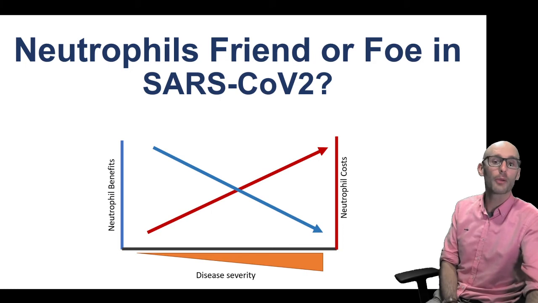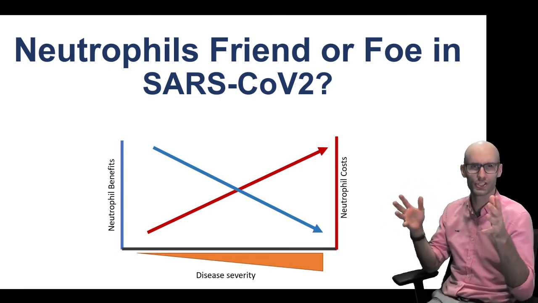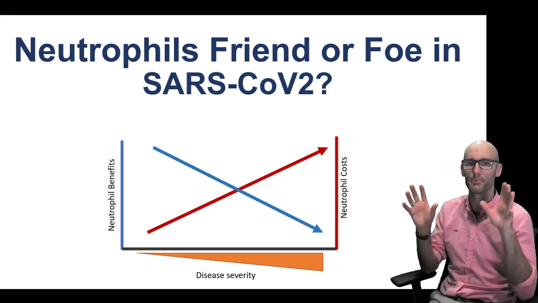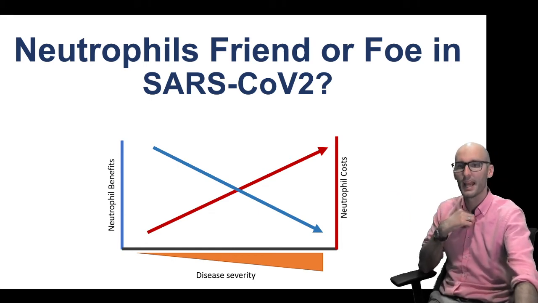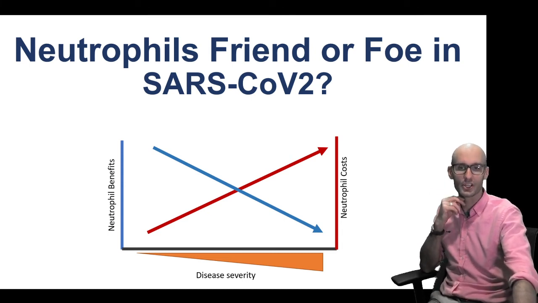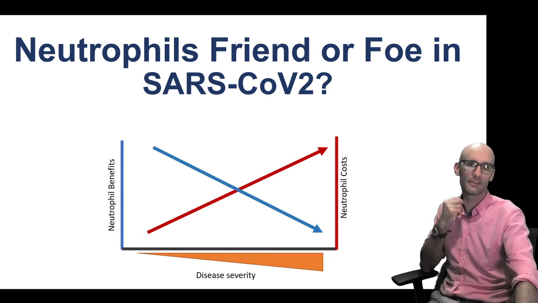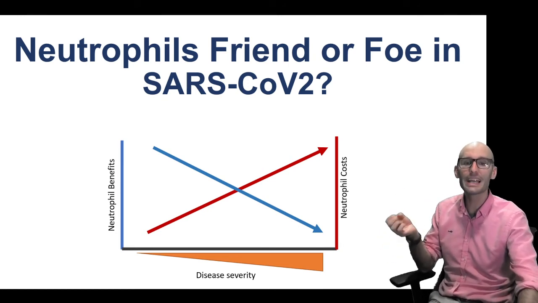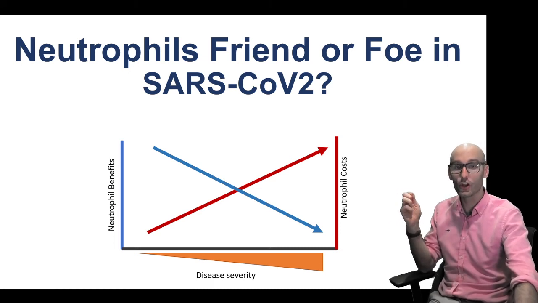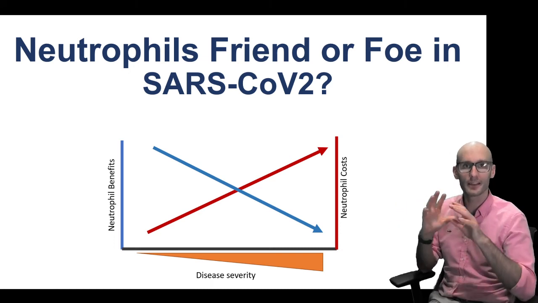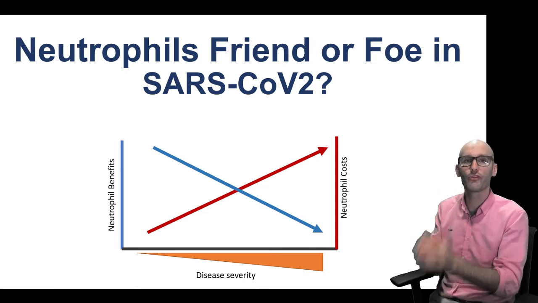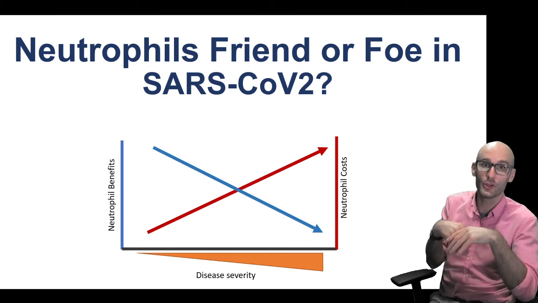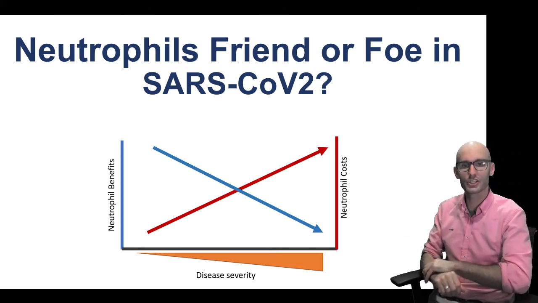And this is what I would say is the rough literature conclusion. Now, obviously, we're still researching this massively, but I would say this is the conclusion from the literature. As the disease severity goes up, the cost of neutrophil activation goes up, and the benefit of neutrophil activation goes down. At some point, this will cross, and eventually neutrophils are starting to do more damage than good in the really severe cases of the disease. But in the early cases of the disease, the virucidal activity of neutrophils will undoubtedly help prevent the virus spread, maybe even prevent you getting it, prevent that initial infection.